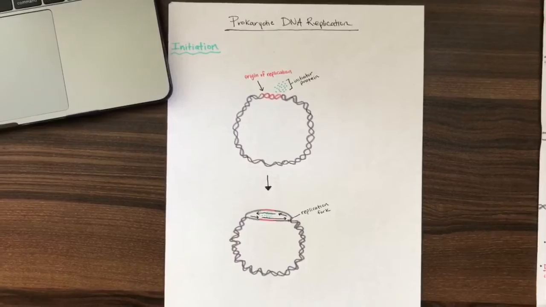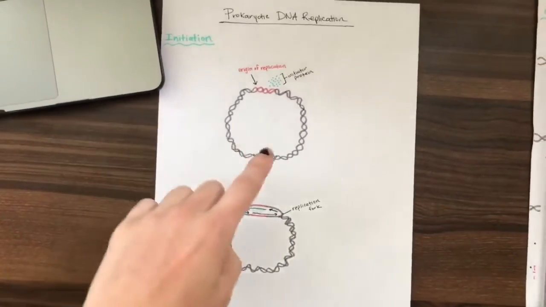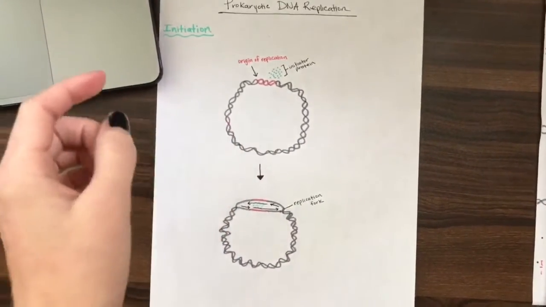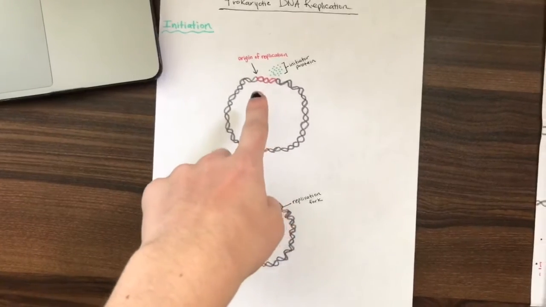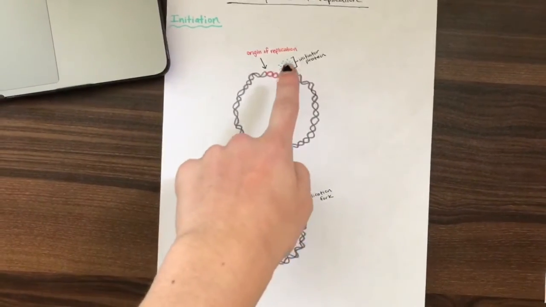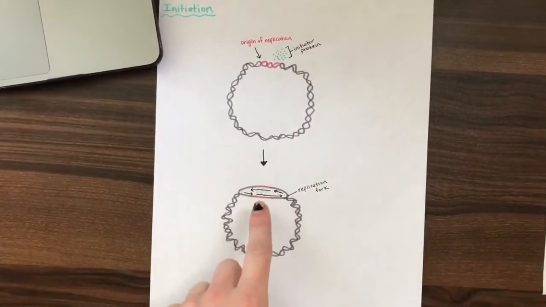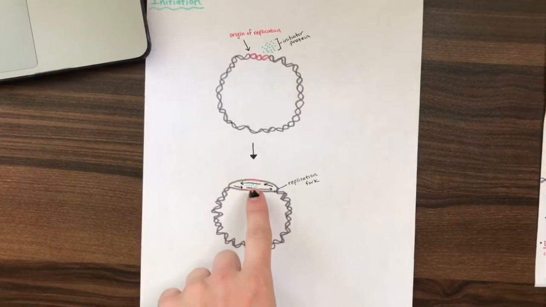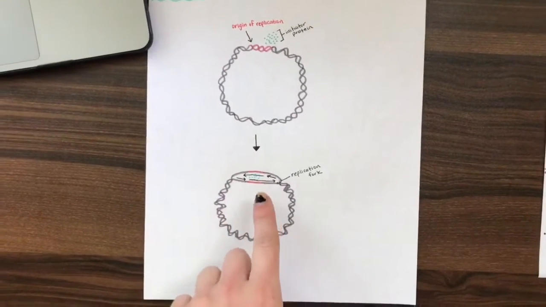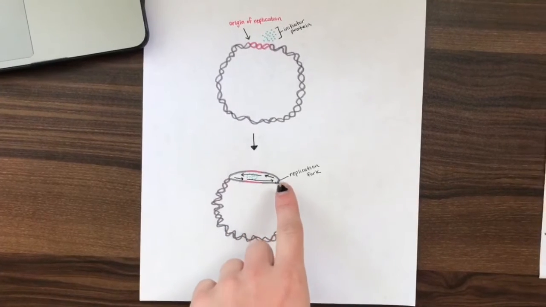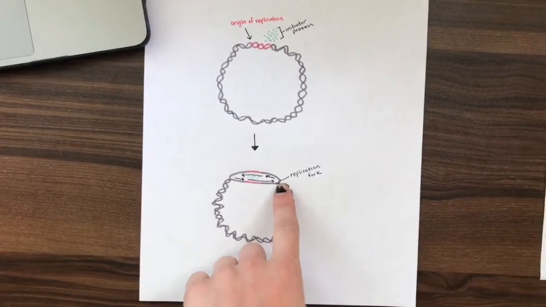So our first step is going to be initiation. Here is our prokaryotic circular DNA, and this is our origin of replication. This initiator protein is going to come in and bind to the replicon, causing unwinding and a short stretch of single-stranded DNA, and also our replication fork right here.